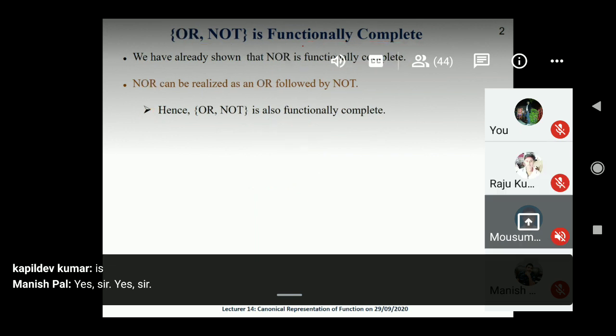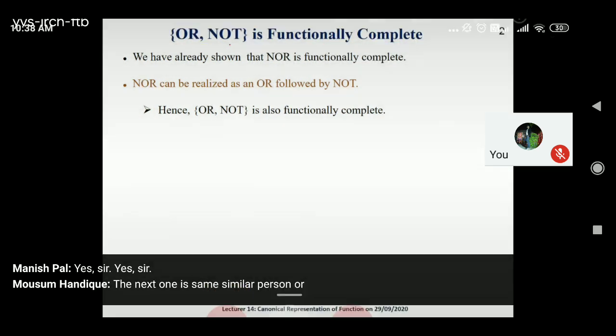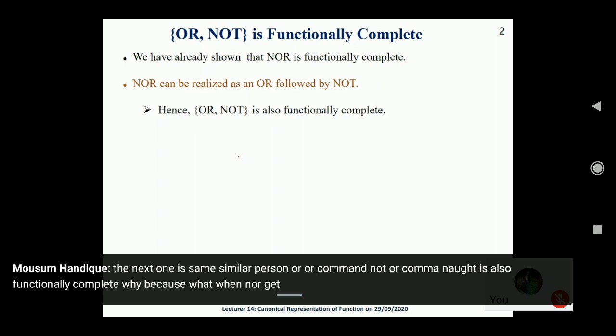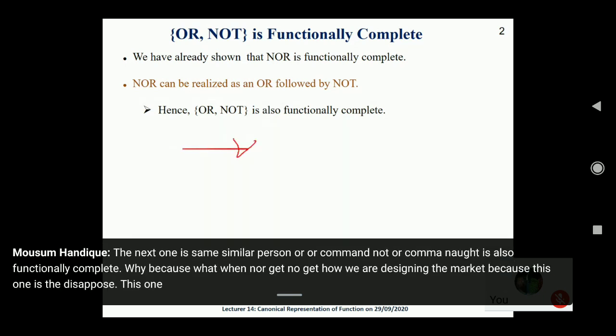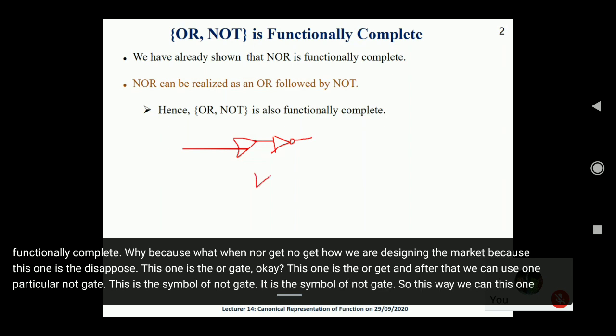The next one is in a similar fashion: OR comma NOT is also functionally complete. Why? Because of how we design the NOR gate. Suppose this one is the OR gate, and after that we use one NOT gate. This is the symbol of the NOT gate. This way we can form the NOR gate.